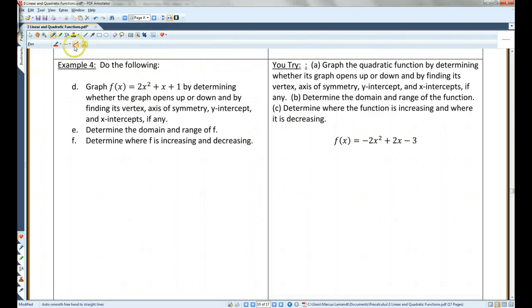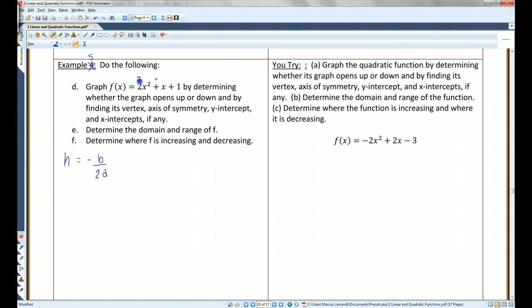Alright, this should say example 5. We're going to graph f of x equals 2x squared plus x by determining whether the graph opens up or down. In this case, it opens up. Then by finding its vertex, axis of symmetry, y-intercept, and x-intercepts. Alright, so we already know it opens up. Its vertex, we're going to use h equals negative b over 2a.